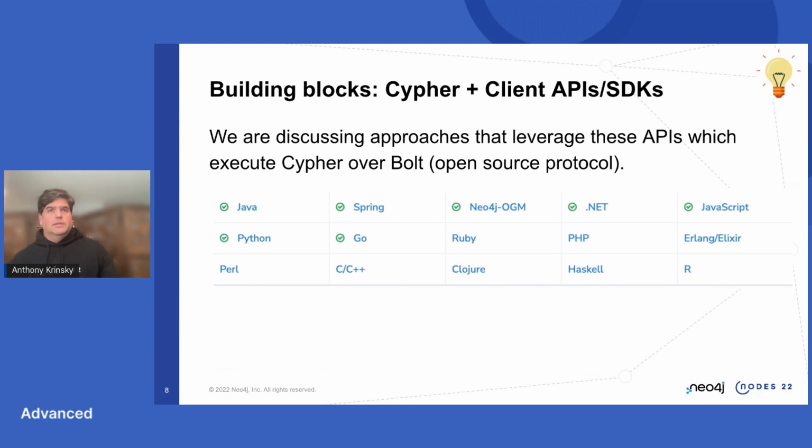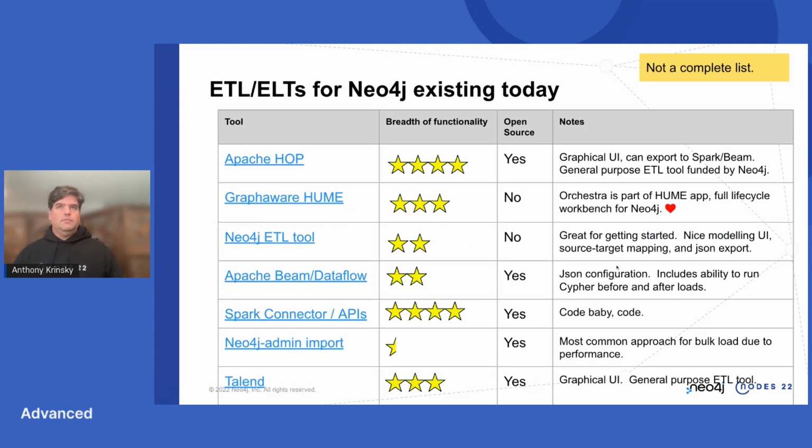So the building blocks are our APIs and our SDKs, supported in all of these languages. The most common I've seen are Java and Python, but we support Go, Spring, .NET, and JavaScript. There are other community-supported APIs out there that you can use. Now, what ETLs exist in the marketplace today?